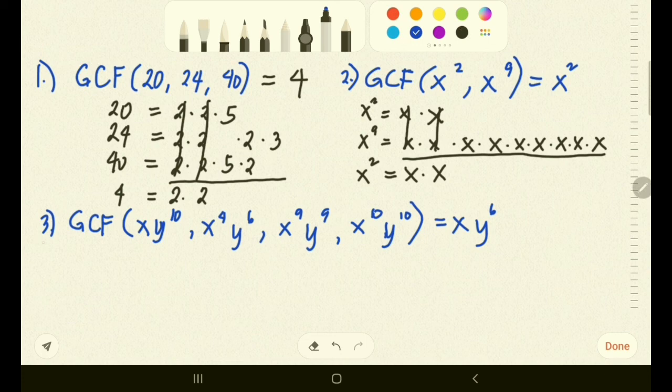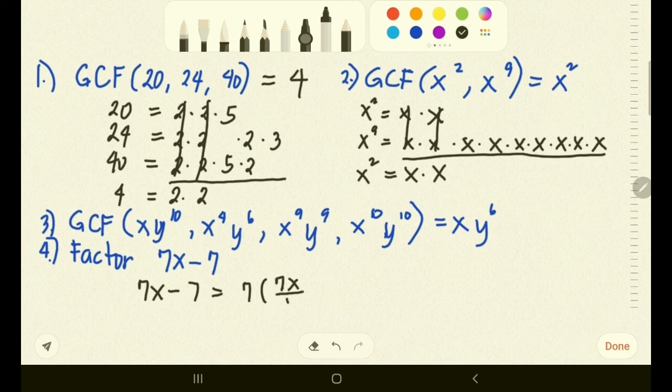Number 4. You are asked here to factor completely 7x minus 7. So what we will do here? 7x minus 7. Okay, get the GCMF. GCMF is 7. And then you divide each term by the GCMF 7. So this becomes 7 times, 7x divided by 7, that is x, minus 7 divided by 7, that is 1.